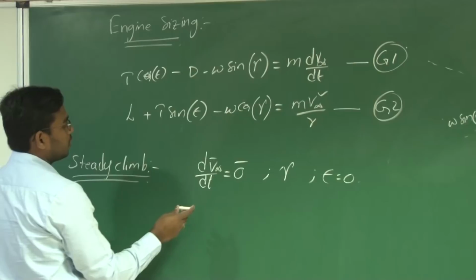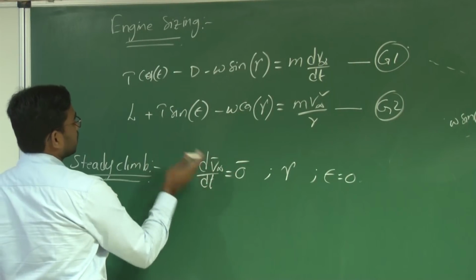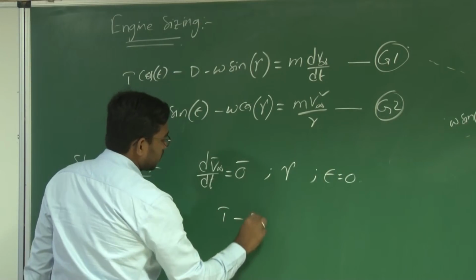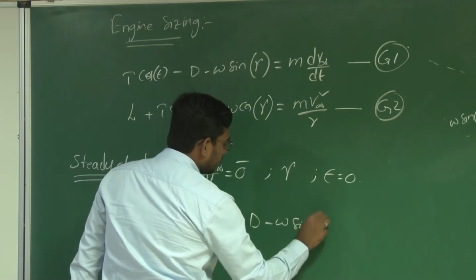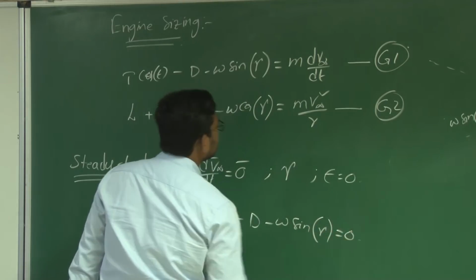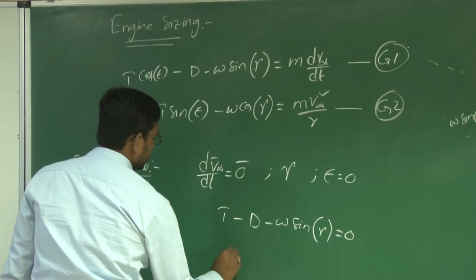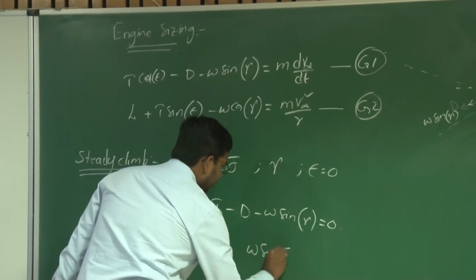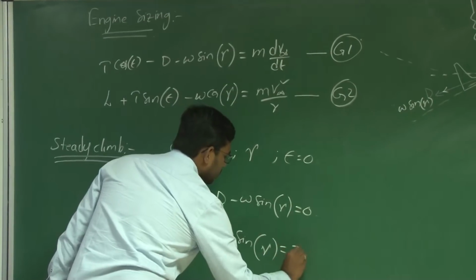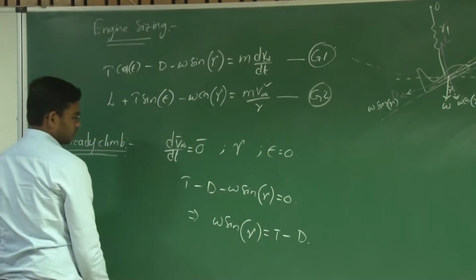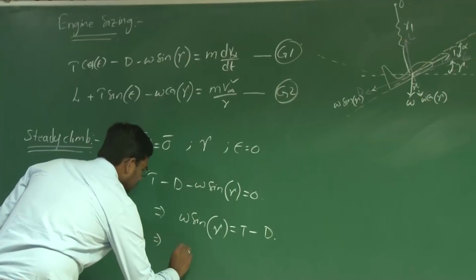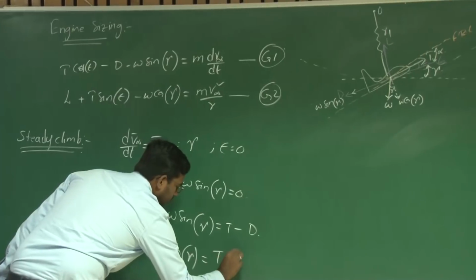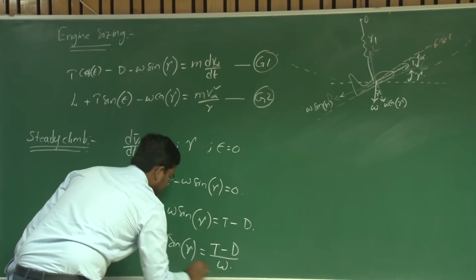Now G1 and G2 reduce to the following with the help of these assumptions: T minus W sin gamma is equal to 0, which implies W sin gamma is equal to T minus D. Okay. This implies sin gamma is equal to (T minus D) by W.